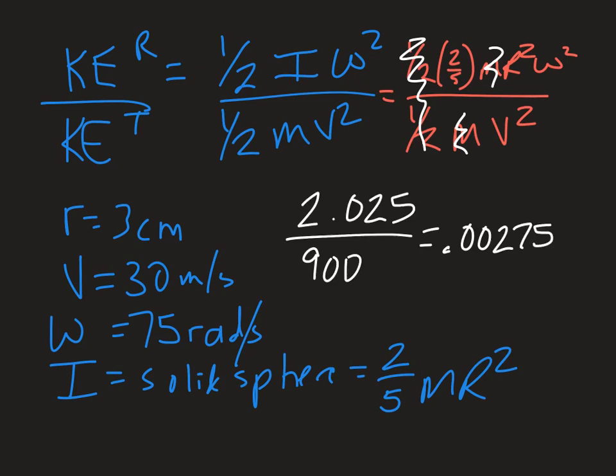After substituting in my variables algebraically, I learned that the rotational kinetic energy of the snowball is 2.025 joules, and the translational kinetic energy of that same snowball is 900 joules. So therefore, they have a ratio of 0.00275% of its energy essentially being rotational compared to that translational.